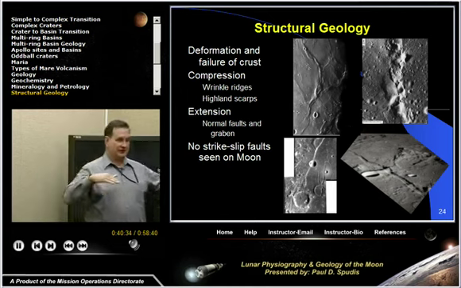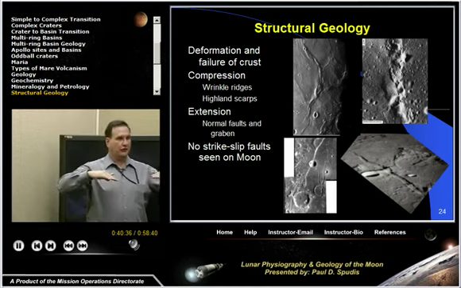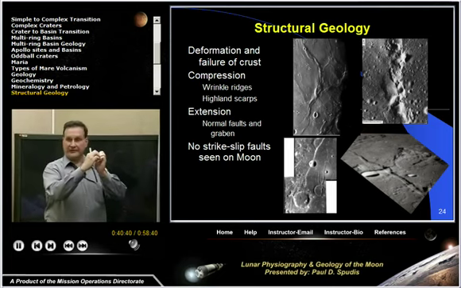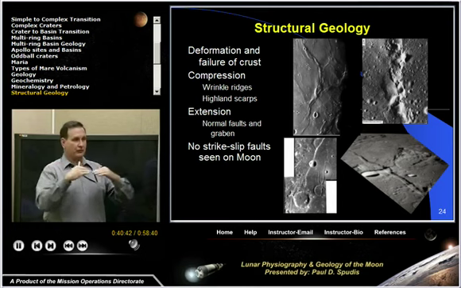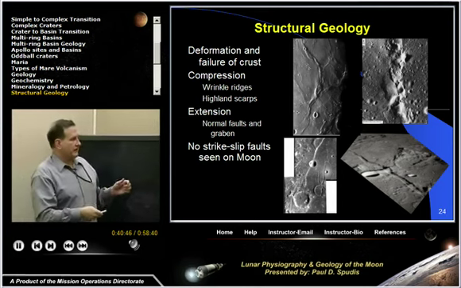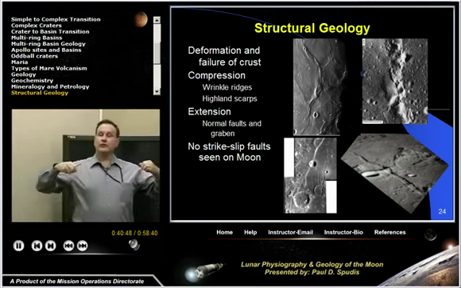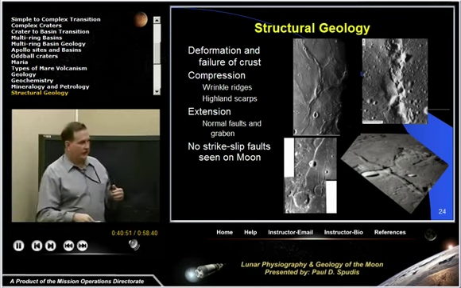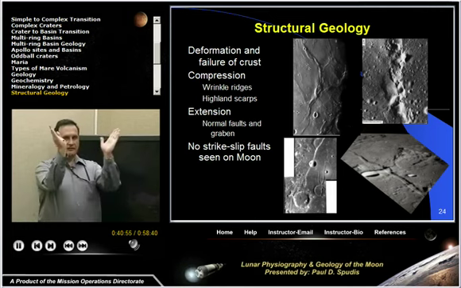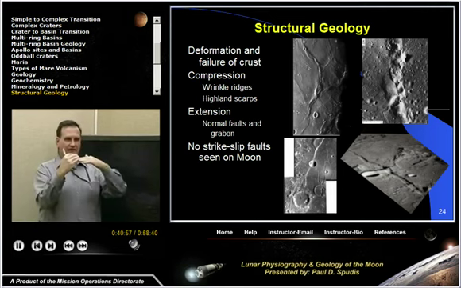But think of it simply as a rug in a room, and you kick it up and you press it together. The stuff will come up in folds, and that's what a wrinkle ridge is. You're basically compressing the maria surface and you're folding it into this kind of a form. Now, extension is where you actually pull the crust apart. And that occurs on the moon in the form of things like graben, which in this case are two faults that parallel each other and you have a block that's down-dropped between them.